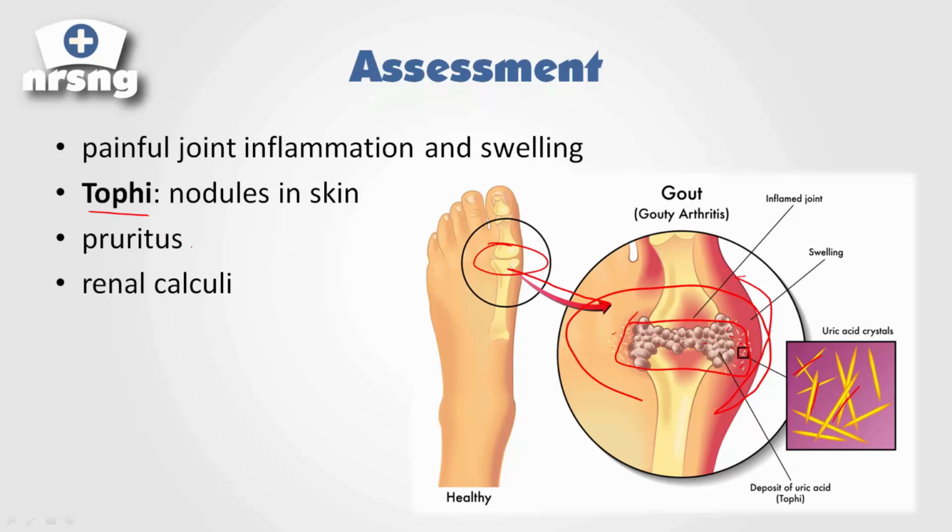That's known as tophi, okay? Tophi are the nodules that develop on the skin near those joints, okay? This can also cause pruritus, and it can also lead to renal calculi. So we have all these crystals, okay? We have this increased amount of uric acid, and that can actually lead to crystal development and formation within the kidneys themselves, okay?